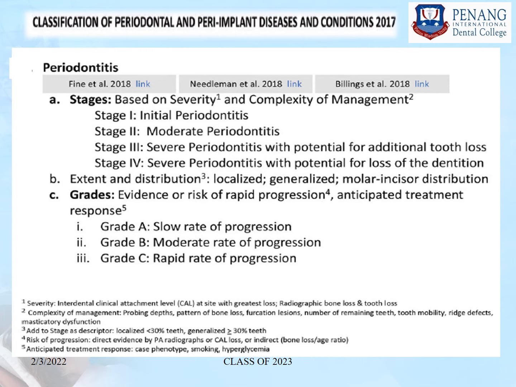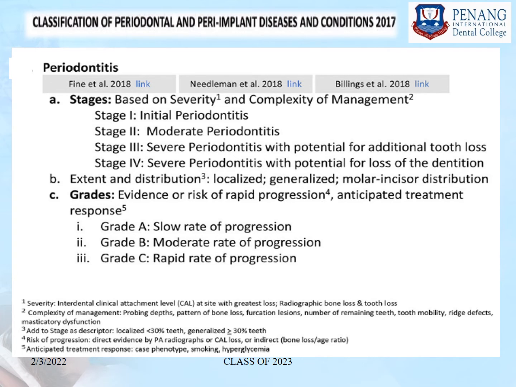The second one is the extent and distribution, whether it is localized, generalized, or a molar incisor involvement alone. The third one is based on the grades: how is the progression of the disease, and what is the anticipated treatment response.